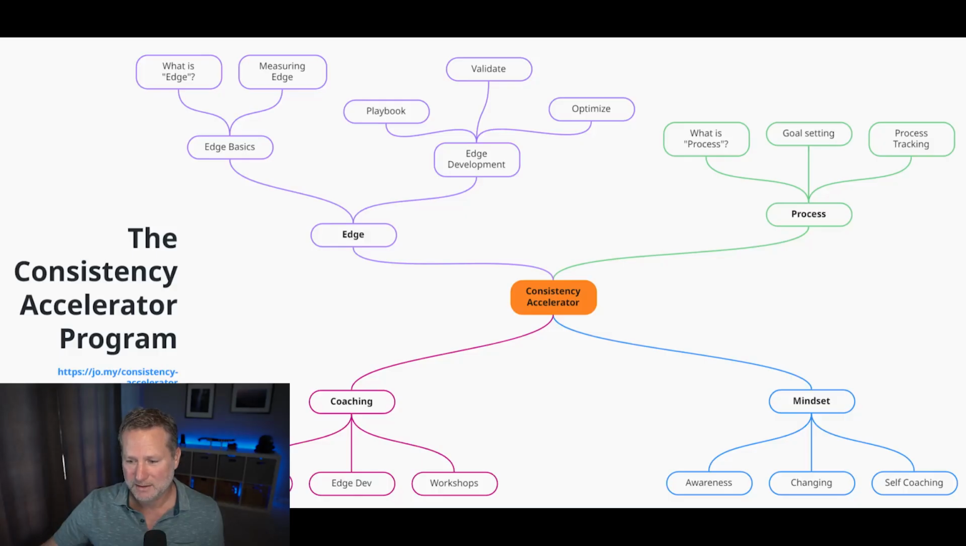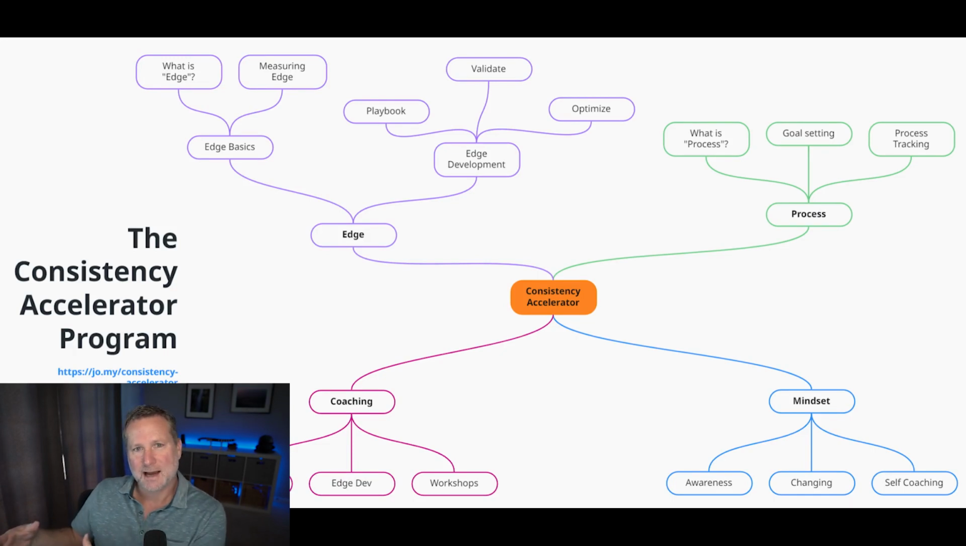All right, so let's dive into the details of the program. What's actually in the Consistency Accelerator? What do you get as part of the program? So let's jump over into this view. What I did is I built a diagram that explains what the different components are and what's in each of the components.